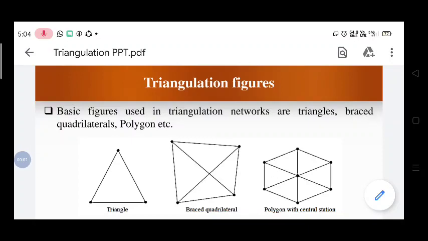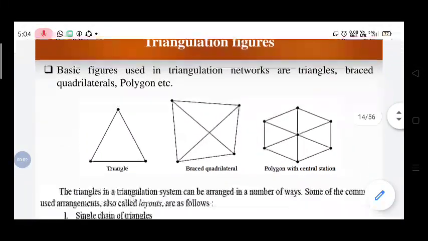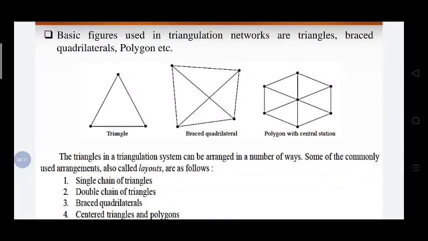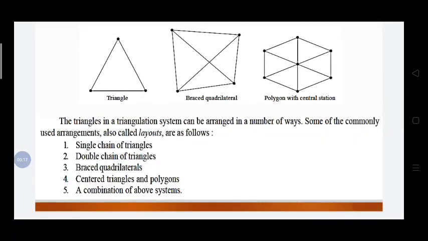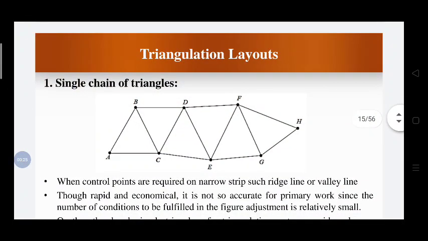Okay, the next point is triangulation figure. The basic figures in the triangulation networks are triangle, brace, quadrilateral, polygons, etc. The triangles in the triangular system can be arranged in a number of ways, given below: the single chain of triangles, double chain of triangles, brace quadrilateral, centered triangles and polygons, and a combination of the above systems.